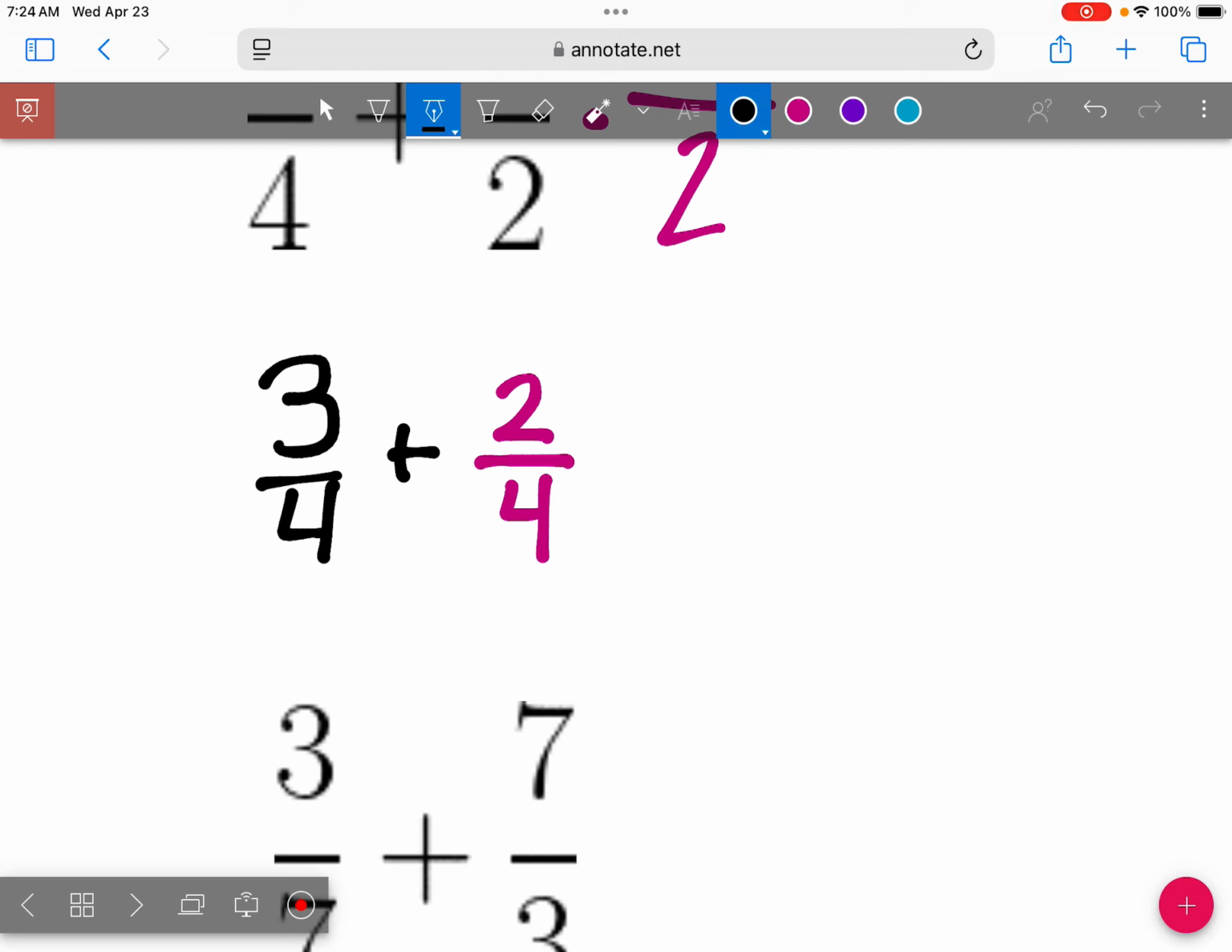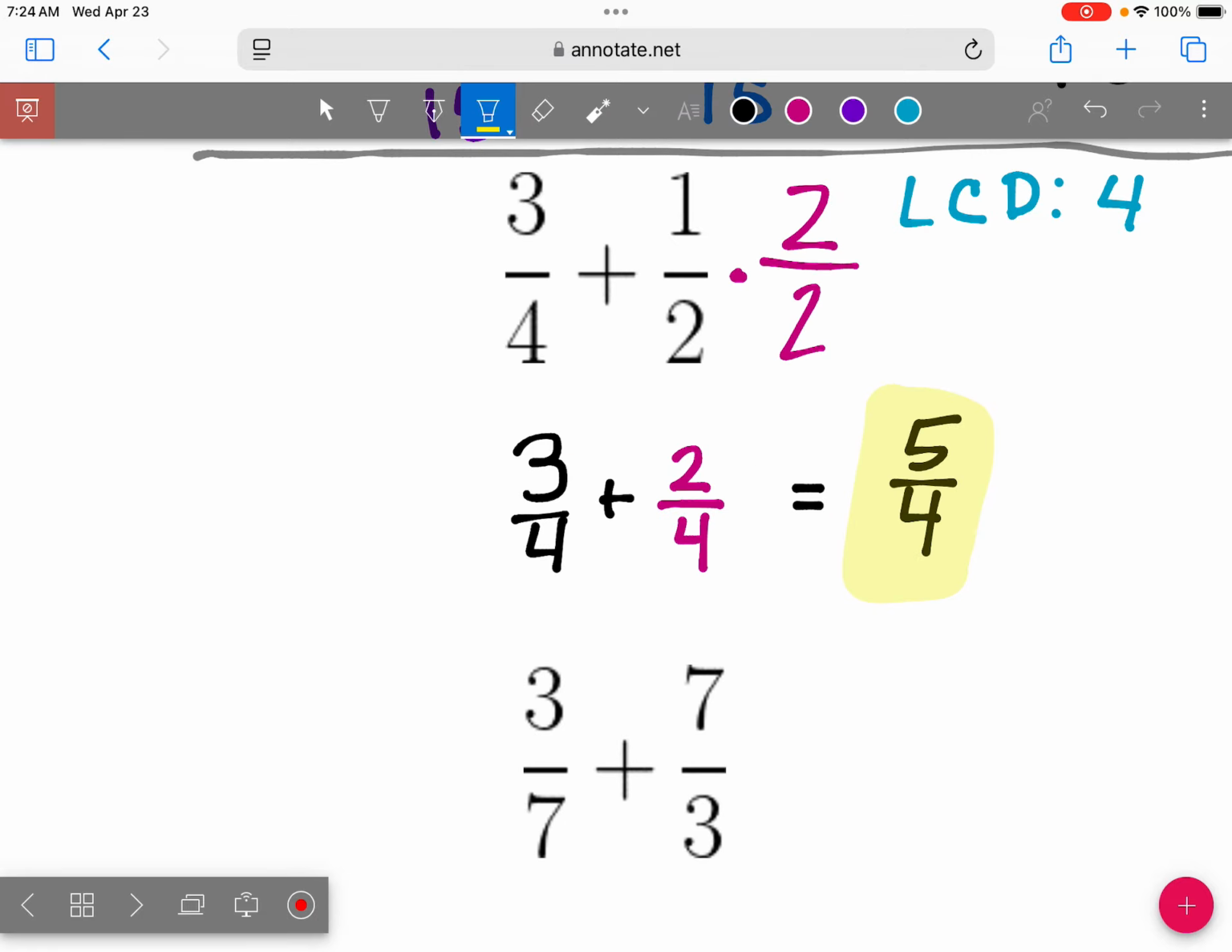So when we add these pieces together, what do we get? What's our final sum going to be? What is 3/4 plus 2/4? 5/4. Does it simplify? To a mixed number, yeah. I mean, you could do 1 1/4 or 1.25, but 5/4 is as simple as it goes fraction-wise.